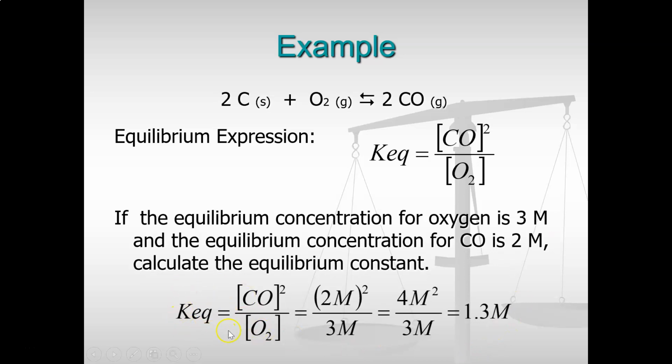Notice that the equilibrium expression is going to have a unit of some expression of molarity. In this case, we had molarity squared on top divided by molarity at the bottom, so KEQ is just molarity. But what if it had been like molarity to the fifth divided by molarity to the third? Then we'd have molarity squared, okay? So KEQ has a unit always of some expression of molarity. A lot of times we let that unit drop and just use the number. But keep in mind, there is a unit to the equilibrium expression.